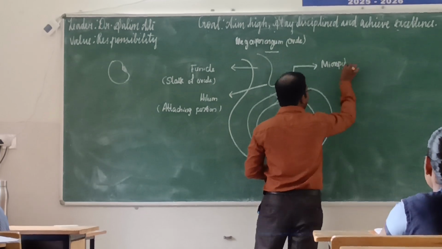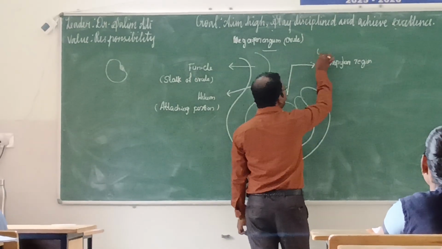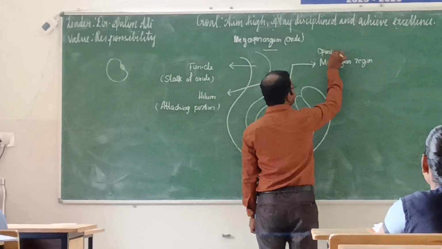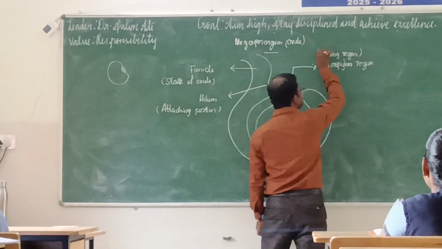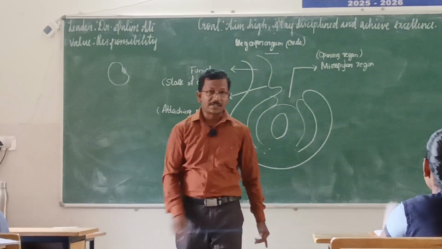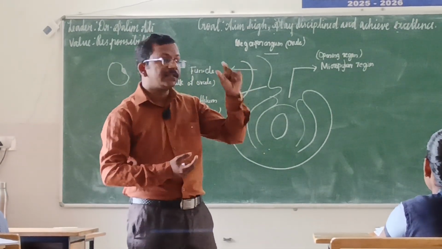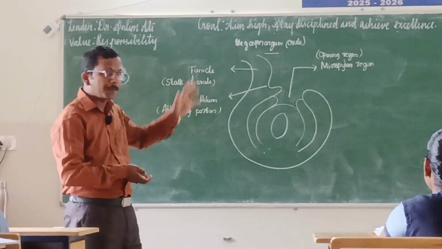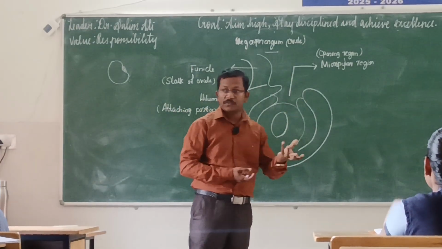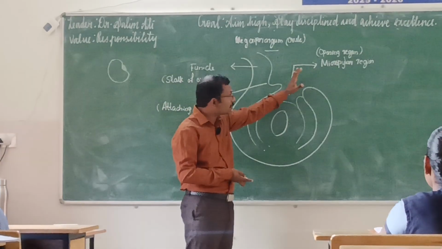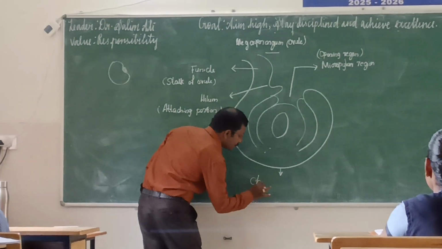So micropylar region means the opening region of the ovule. Once again, inside the seed or the ovule, the opening region is called the micropylar region, through which the saplings come out, isn't it? Just opposite to this micropylar region, the opposite region is known as the chalazal region.